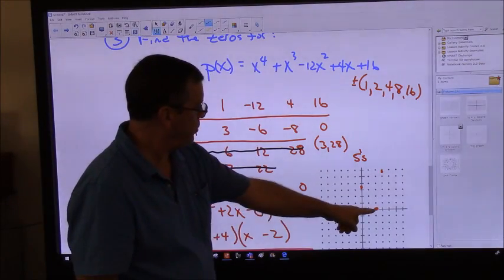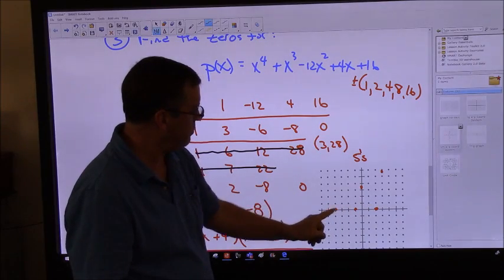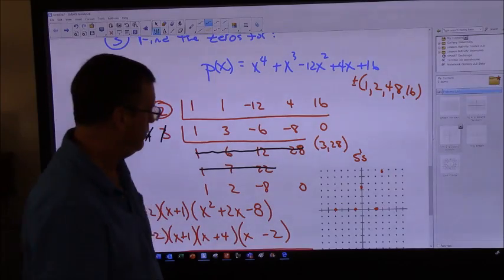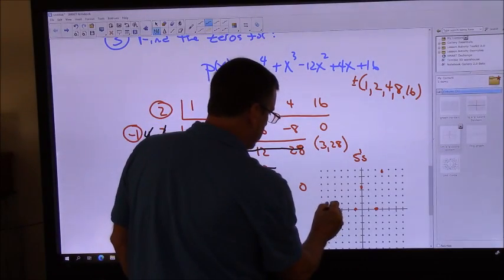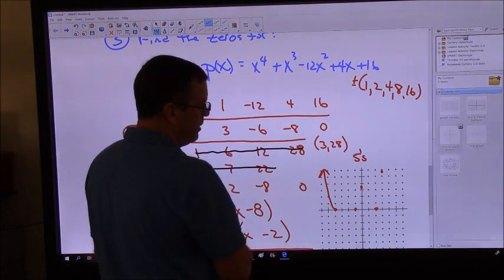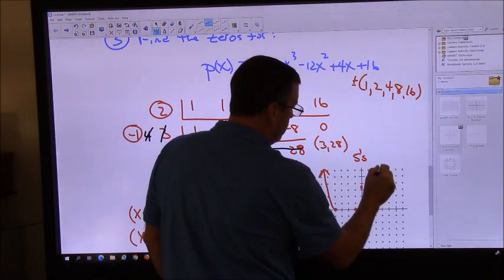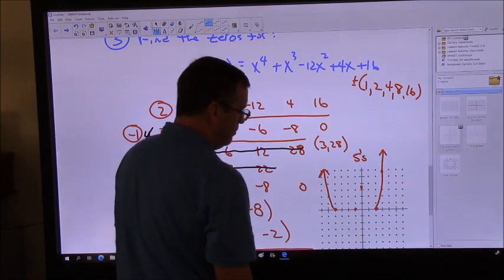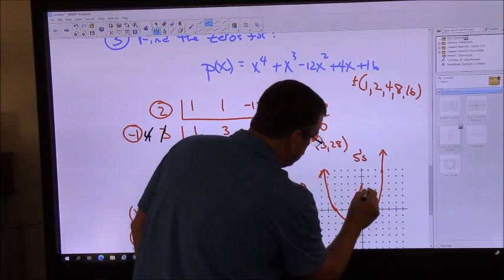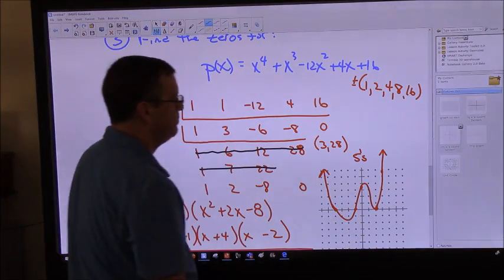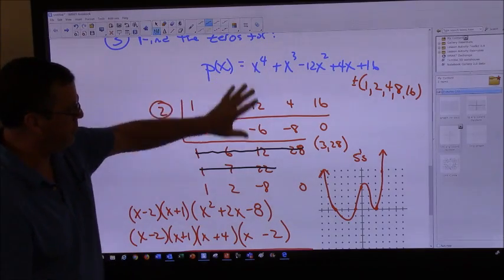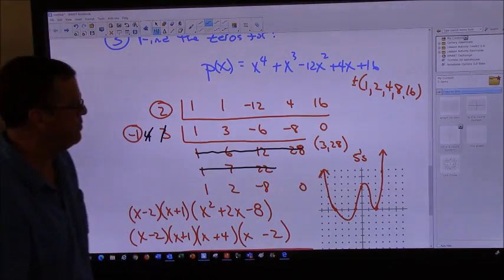It bounces at 2, it goes through the x-axis at these 2 points. So I think I know what this graph looks like now. My end behavior says we're going up because if you take a negative number and raise it to the 4th power, you get something positive. Same thing over here. I think the rest of the graph is going to look like this. So if we went and graphed this on our graphing calculator, we should see something pretty close to that.